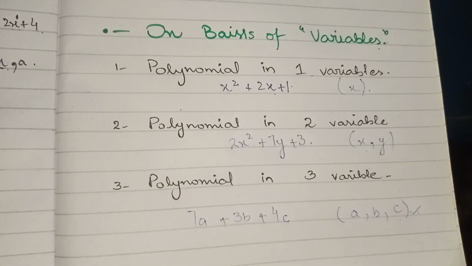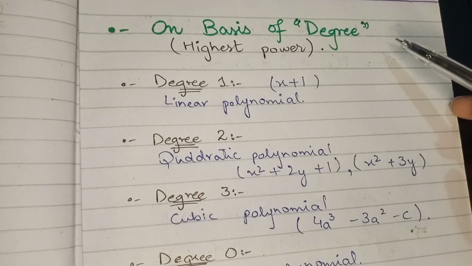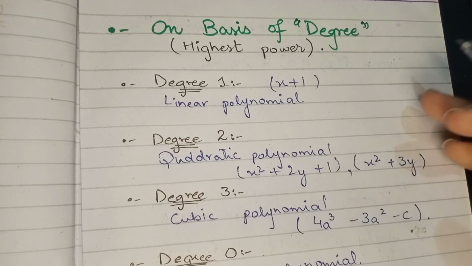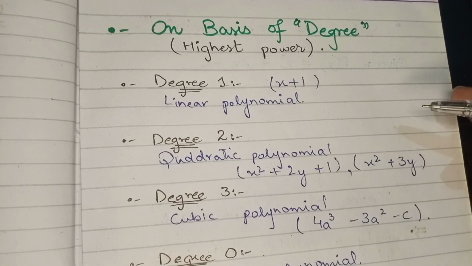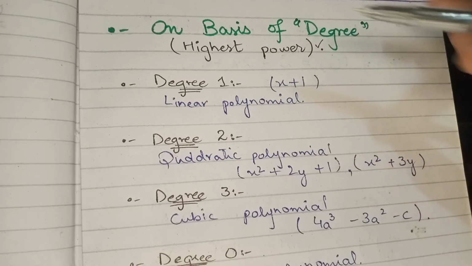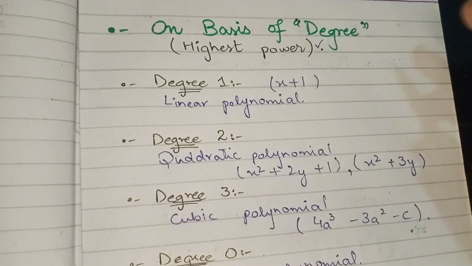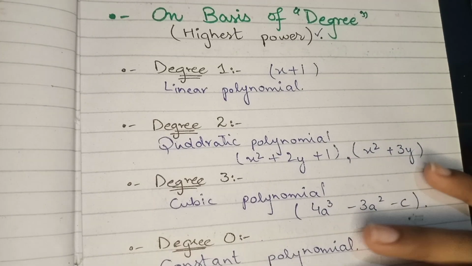Let's move towards the types of polynomials on the basis of degree. So students, let's talk about the degree of polynomials. Basically, degree is the highest power. The degree is simply the highest exponent or power of the variable in any polynomial. I have written degree 1, degree 2, degree 3, degree 0. These 4 are the types of degree.